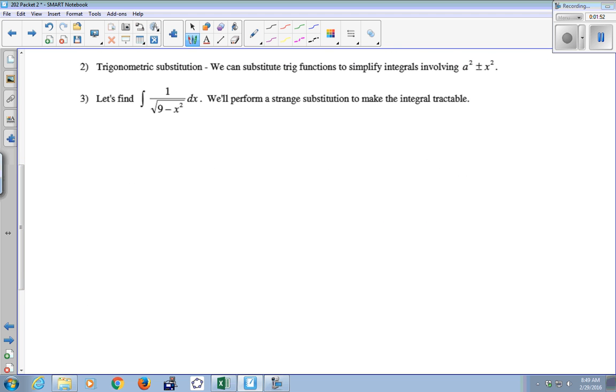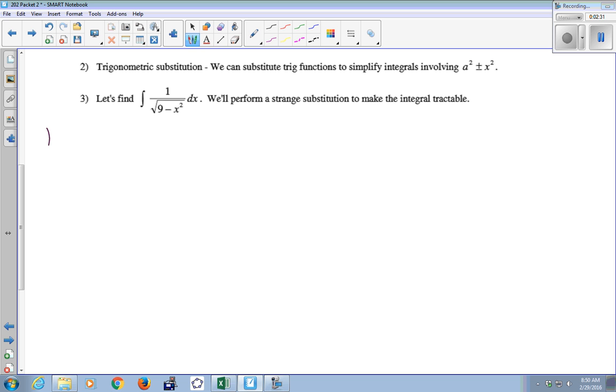All right, so a trig substitution can be used when you're simplifying integrals that involve a squared plus or minus x squared, with or without a square root symbol in there somewhere. So I'm going to do a strange substitution to make this integral that looks really ugly possible. And then after I walk us through the method, I'll show you the reference sheet that can help you decide what substitution to make, what substitution will be helpful.